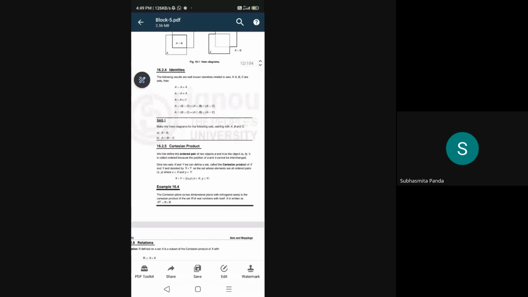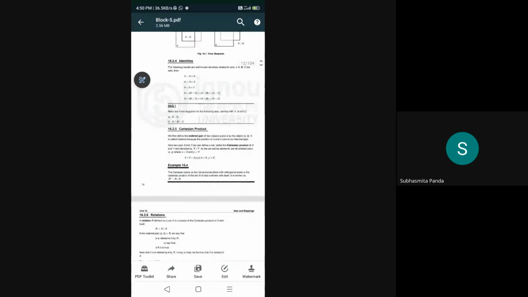Then the Cartesian product. If X and Y are two sets, we can define a set called the Cartesian product of X and Y, denoted by X cross Y, as the set whose elements are all ordered pairs (x, y), where x belongs to capital X and y belongs to capital Y. So X cross Y is equal to the set of (x, y) such that x belongs to X and y belongs to Y. Okay.